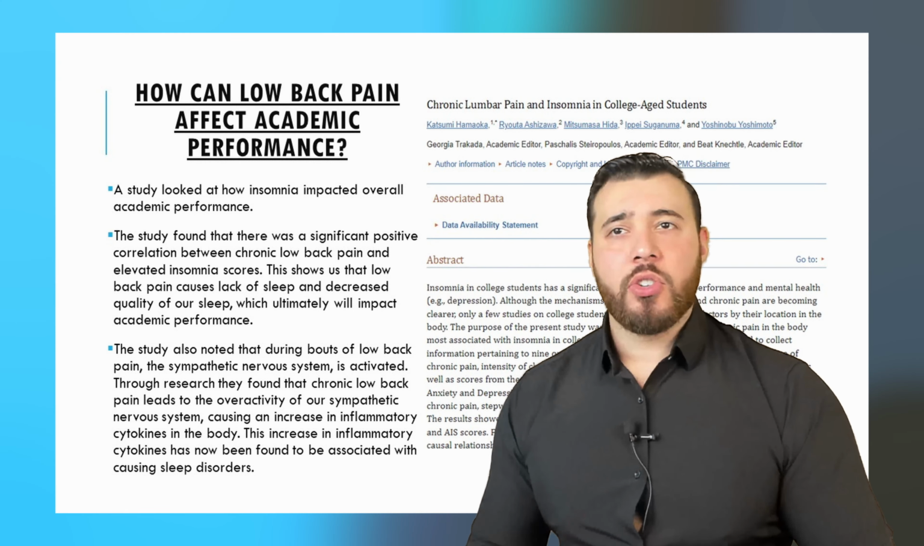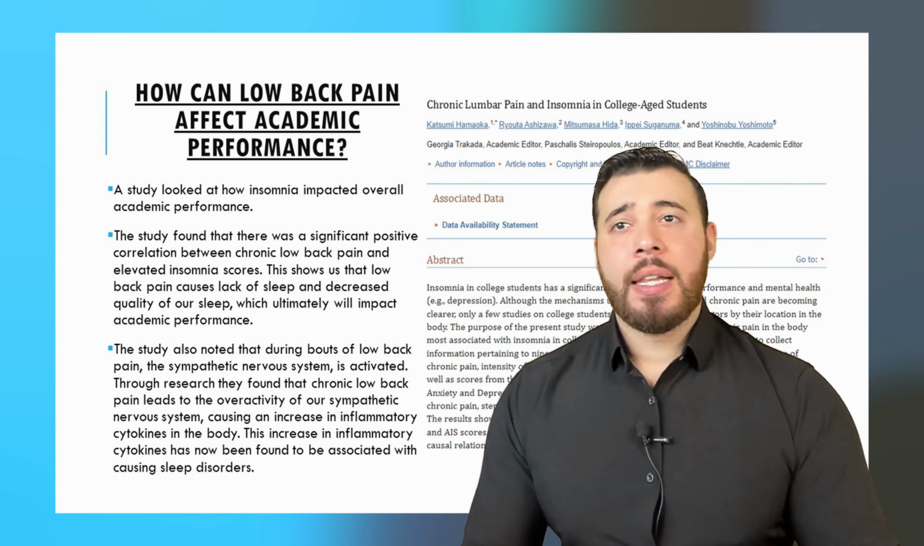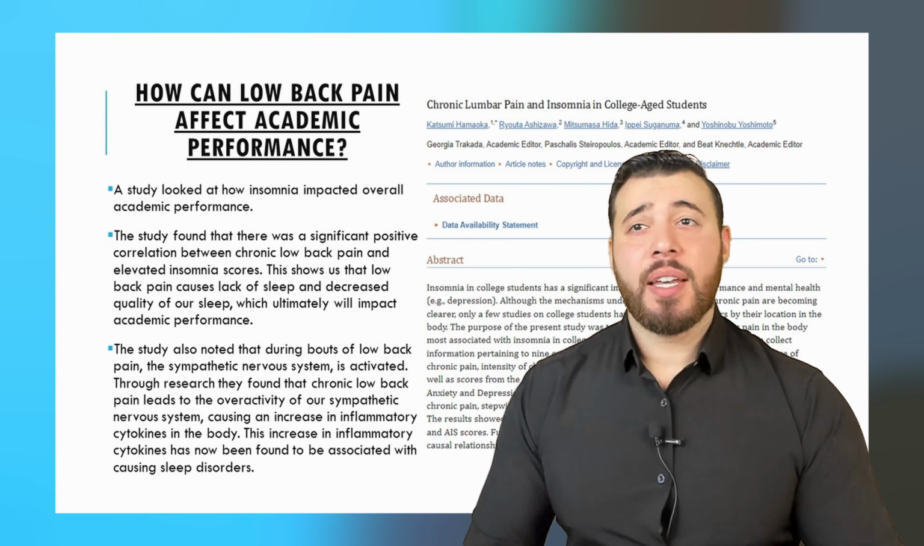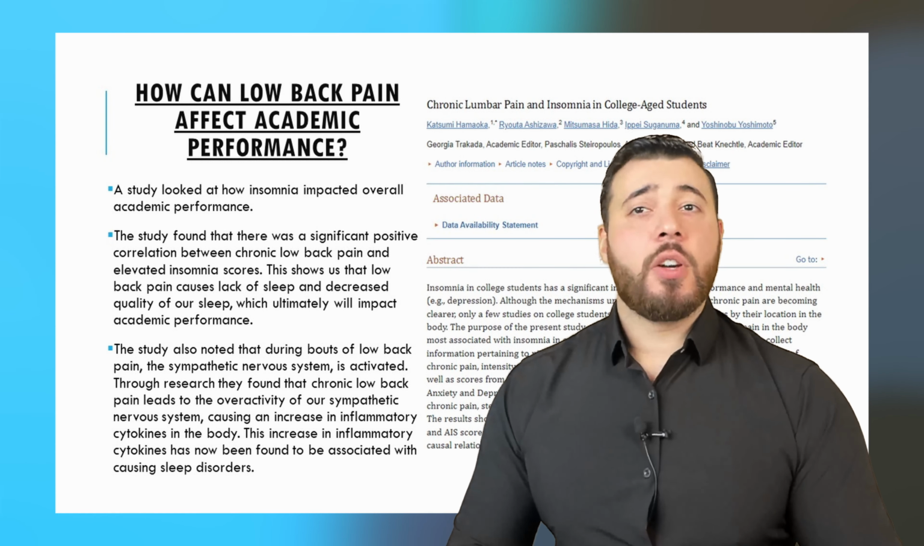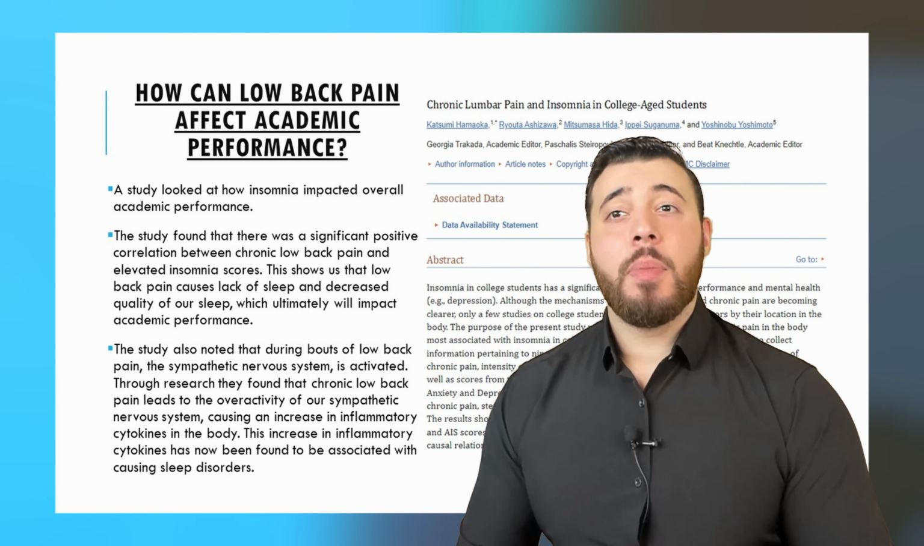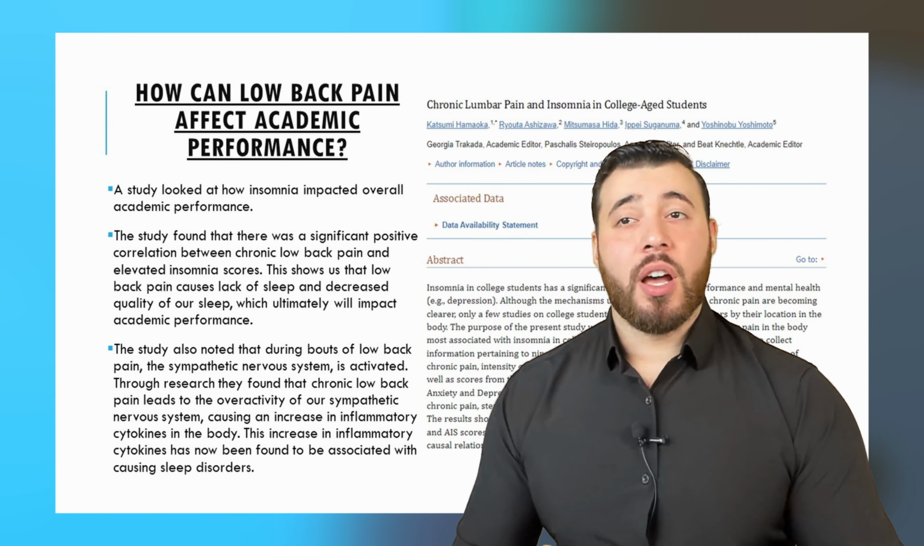The study also noted that during bouts of low back pain, the sympathetic nervous system is activated. Through research, they found that chronic low back pain leads to the overactivity of our sympathetic nervous system, causing an increase in inflammatory cytokines in the body. This increase in inflammatory cytokines has now been found to be associated with causing sleep disorders.